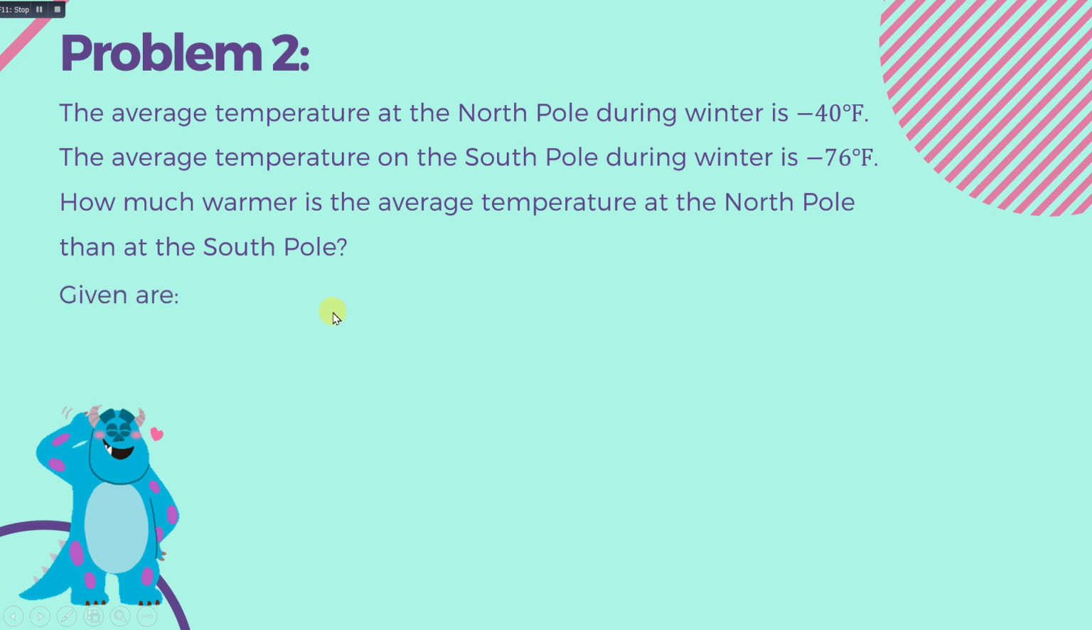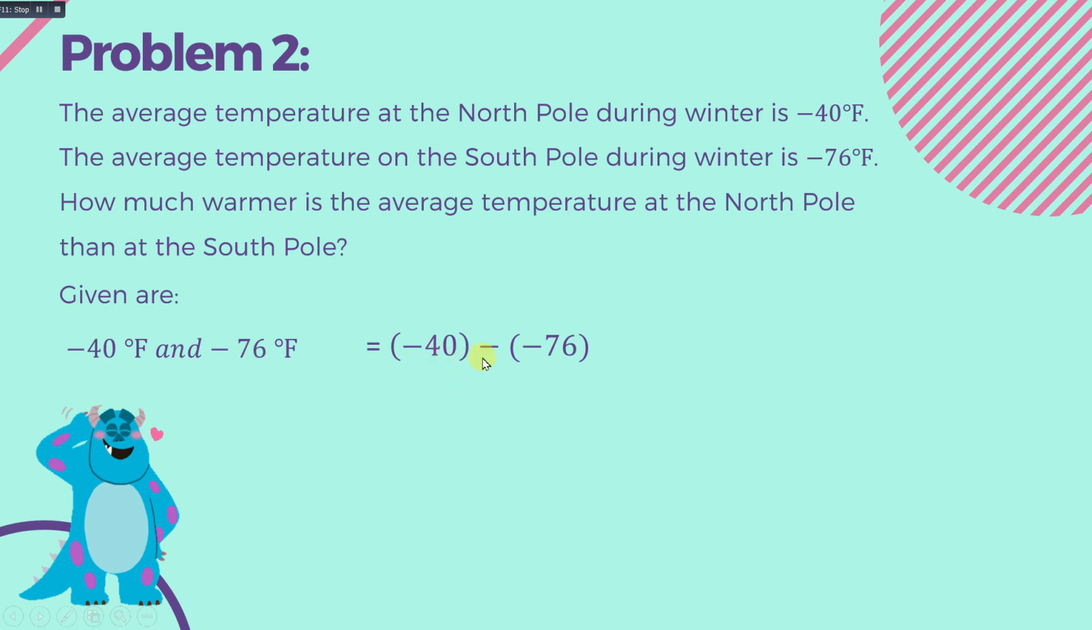After that, do the addition rule, where we have negative plus positive. You just need to subtract and then copy the sign of the larger value, which is positive. So the final answer would be 36. Therefore, the average temperature at the North Pole is 36 degrees Fahrenheit warmer than that of the South Pole.